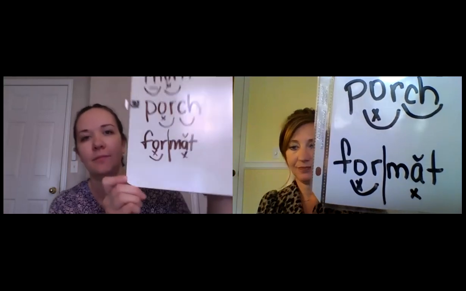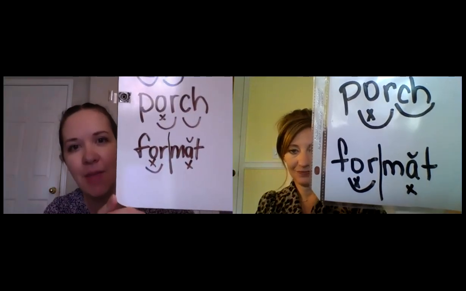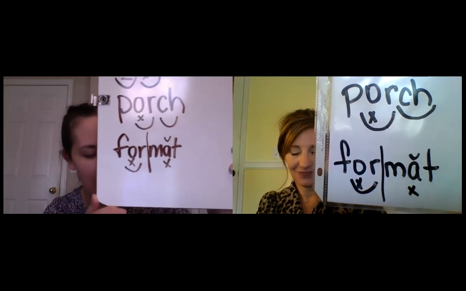So go across the bottom of the word first, finding any blends, digraphs, or vowels. Go back to the beginning of the word to determine where your syllable splits happen. And when you're ready, go ahead and show your board. All right, ooh, we have the same answer. Heather, do you want to explain how you got that answer?